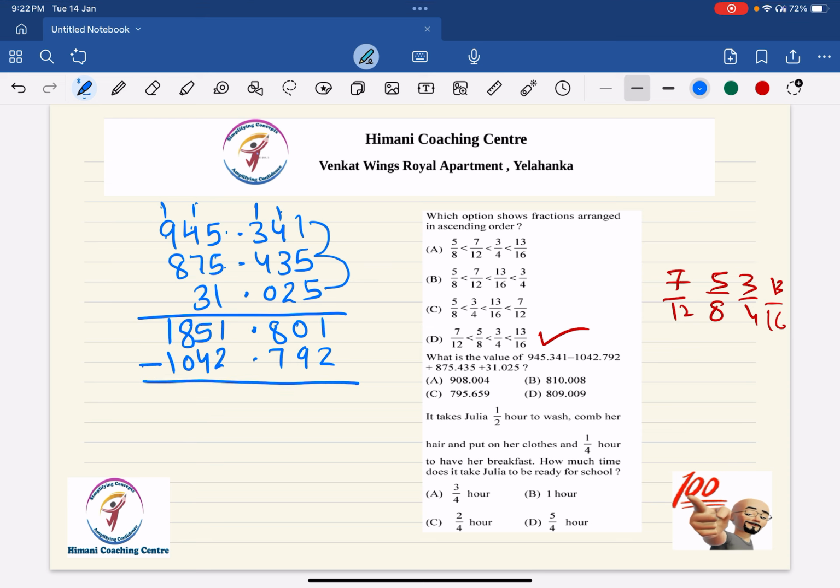Now 1 is smaller, so we have to give from 8, so this becomes 7, this becomes 10, this also gives 1, so becomes 9. 11 minus 2 is 9, 9 minus 9 is 0, 7 minus 7 is 0. Then here what is happening again, this will give 11 minus 2, 9, 4 minus 4 is 0, 8 minus 0. So wherever we get 809.009, that's our answer, which is D.